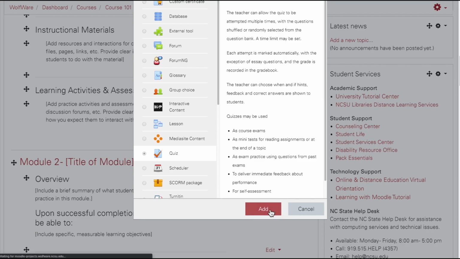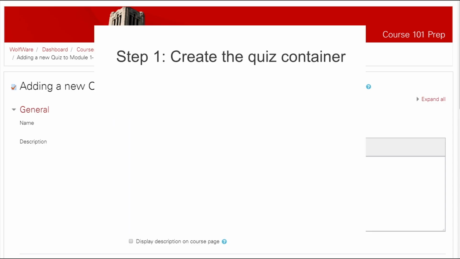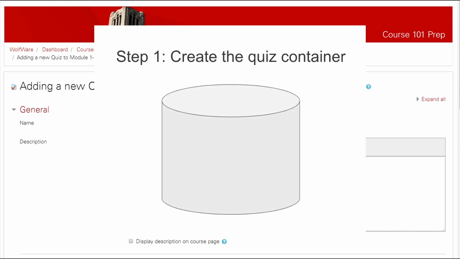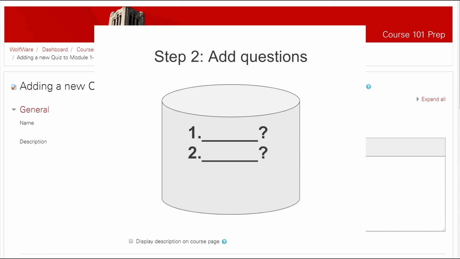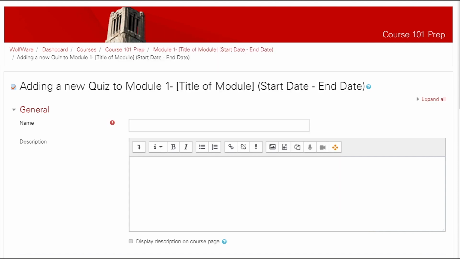Creating a quiz is a two-part process. First, you'll create the face of the quiz by creating the quiz container and establishing settings. That is what this video is going to cover. The second part of creating a quiz is adding questions to the quiz. That part will be covered in another video, but it's important to remember that the step that we are covering right now is only step 1 in creating a quiz.